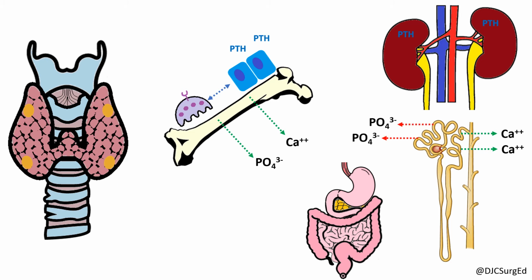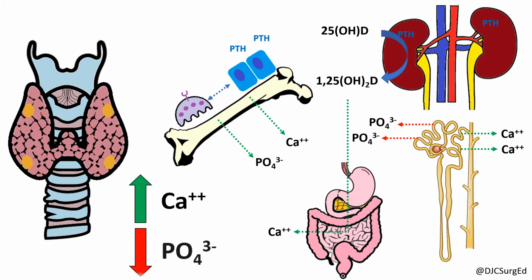PTH also stimulates the conversion of 25-hydroxyvitamin D to active 1,25-hydroxyvitamin D, which stimulates calcium uptake in the intestine. The net effect is an elevated calcium and decreased phosphate level.